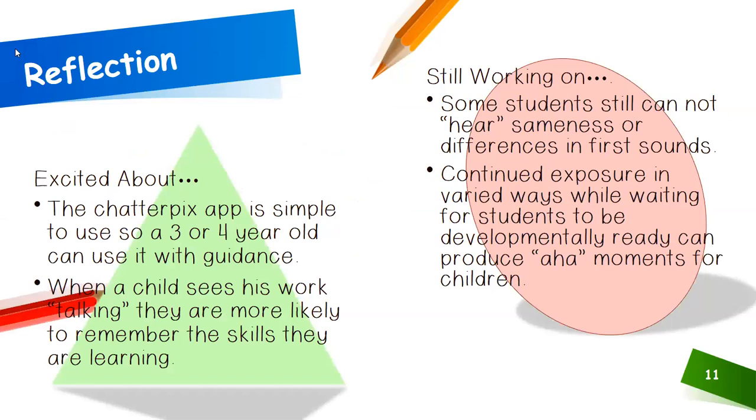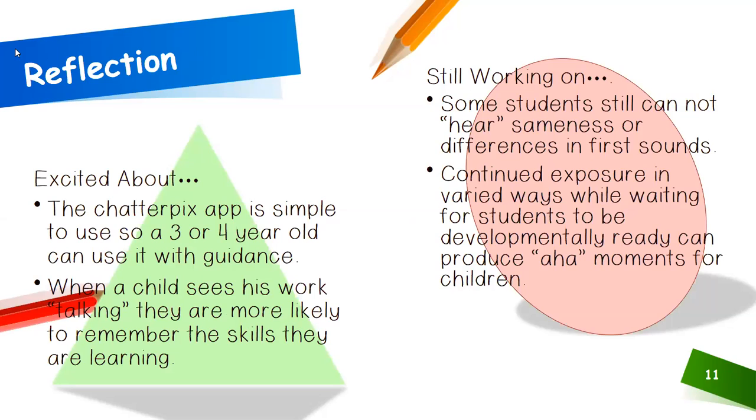In my reflection, I tried to think about what I was excited about. The ChatterPix app is really simple for a 3 or 4-year-old to use. They can use it with limited guidance, meaning they can take a picture of their own work and they can record their voices and then listen to it to see if that's what they want to say. When the child sees this work talking, they are more likely to remember the skills that they're learning.